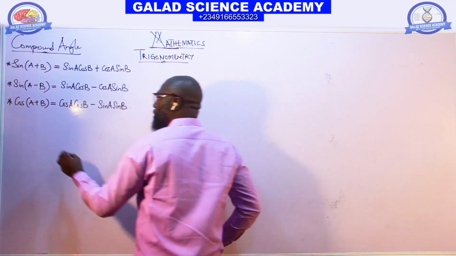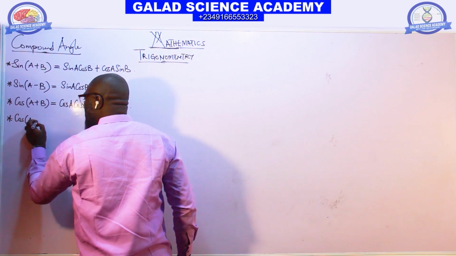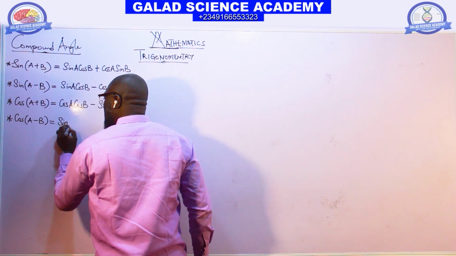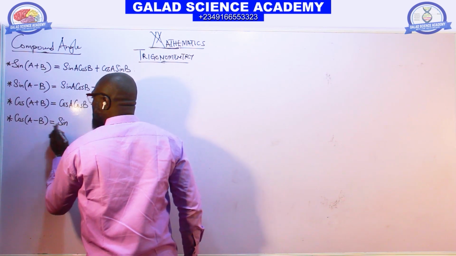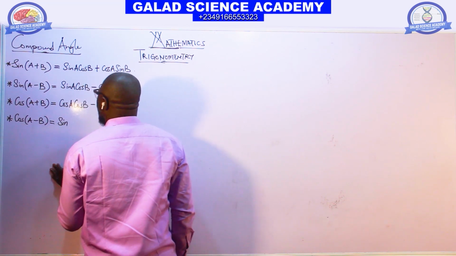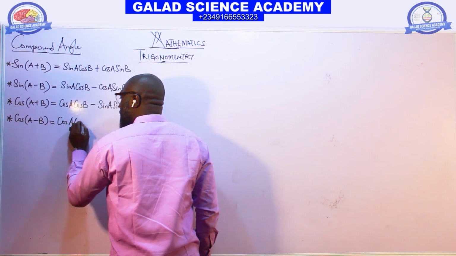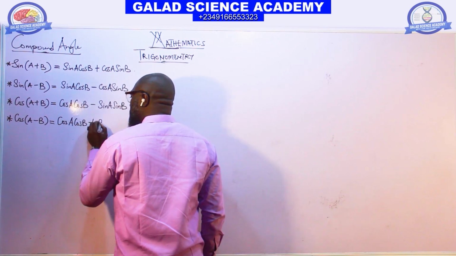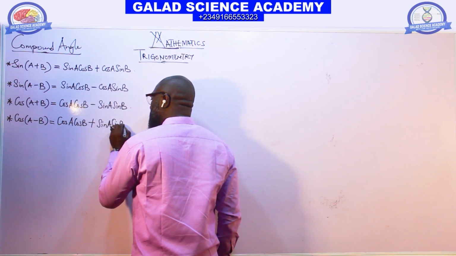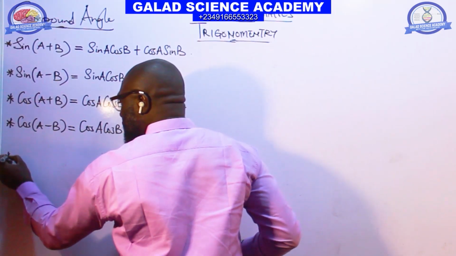But if it is the compound angle for cos A minus B, it should be cos A cos B plus sine A sine B. So the last one, which is tan.